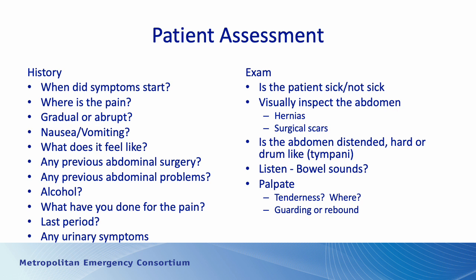So, if previous bowel obstruction and now you think they're having symptoms of bowel obstruction, it's more likely a bowel obstruction. Have they had or do they consume alcohol? That's a big thing when we think about peptic ulcer disease, big thing when we think about pancreatitis. What have they done for the pain? Have they tried Tylenol, antacids, milk of magnesia, whatever? If they're female, when was their last menstrual cycle? For anybody, do they have any urinary symptoms, any blood in your urine? Does it hurt to pee, and so on?